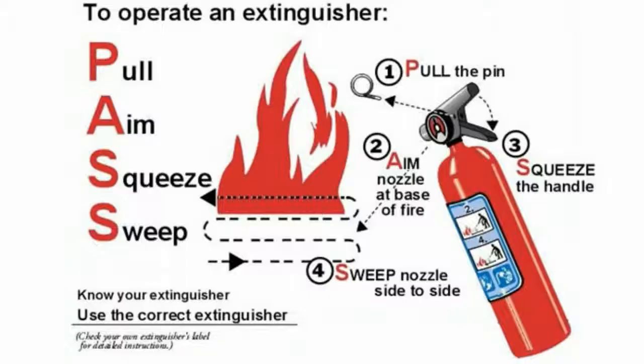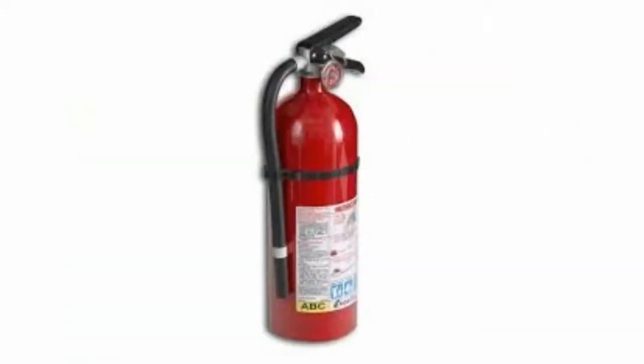When we need to use a fire extinguisher, we remember PASS. Pull the pin, aim at the base of the fire or flames, squeeze the top handle, and sweep from side to side. Once the fire is extinguished, keep your eye on it until the fire department arrives. If it reignites, use the fire extinguisher again.